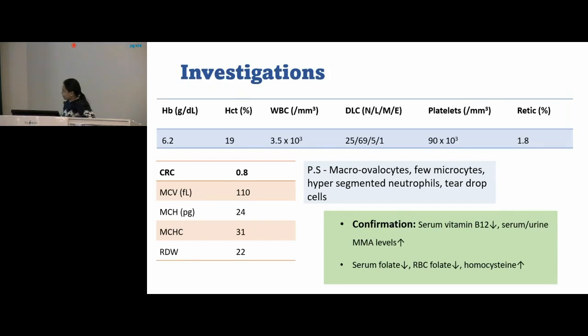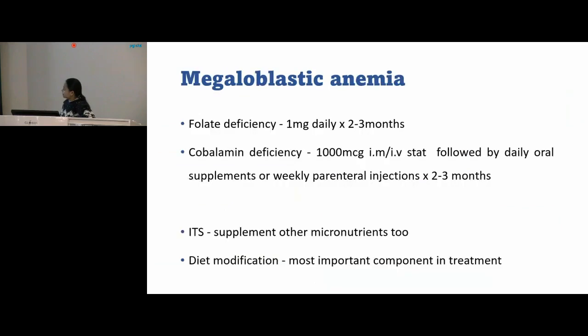So you can send B12 and folate levels in the serum. Usually we don't do this, but we can send urine MMA levels, and it is supposed to be elevated in B12 deficiency. And RBC folate levels are reduced in folic acid deficiency, with an elevated homocysteine. So we are dealing with a megaloblastic anemia.